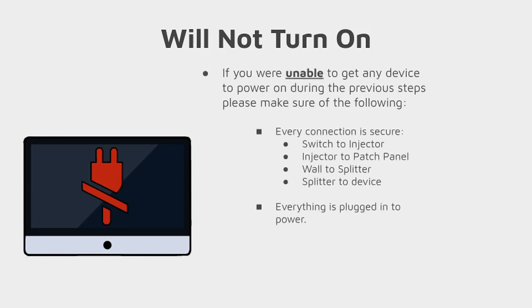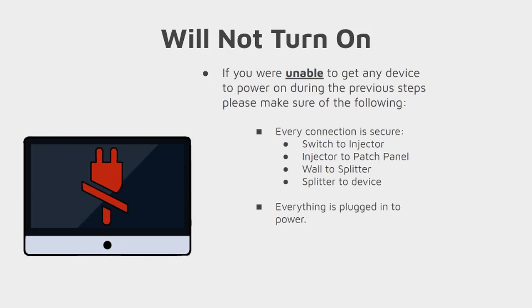Now, if you were unable to get any of your test devices or your original device to power on after going through the previous steps, let's just rewind, take a brief pause, and go through and double check everything. Every connection should be connected securely, whether that be the switch to the injector to the patch panel, the wall to the splitter, and so on. Grab one of the diagrams, grab both diagrams. Identify which setup is closest to your setup, and then go through every connection, making sure everything is connected securely.